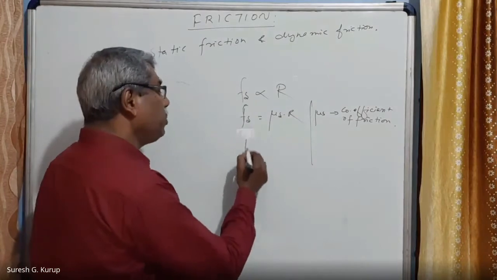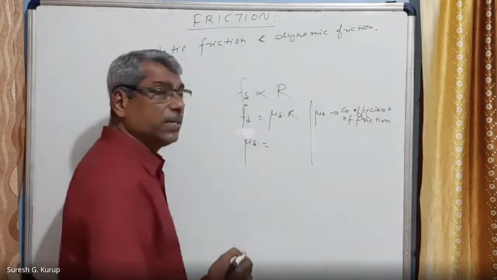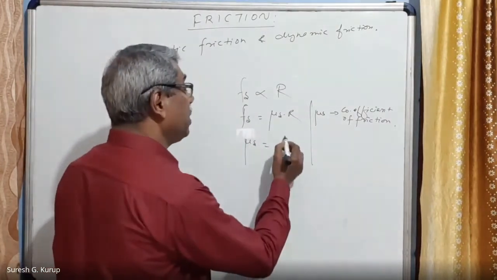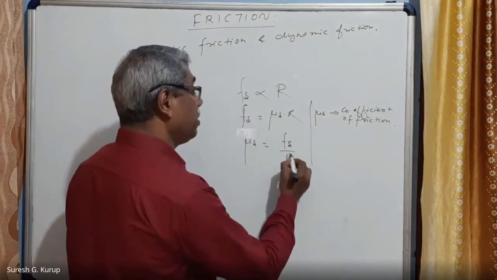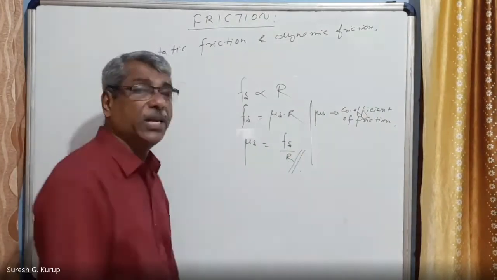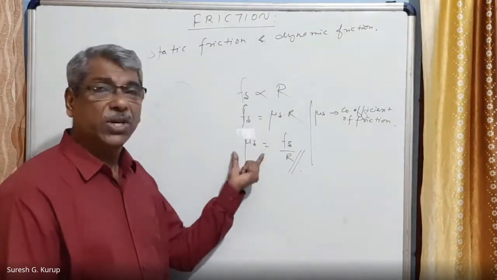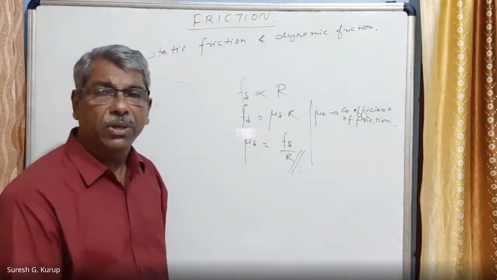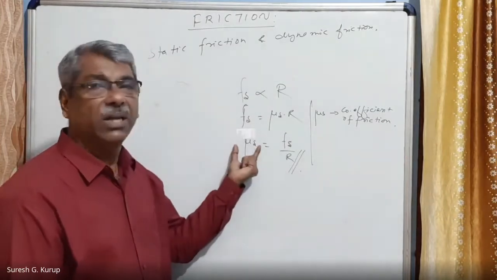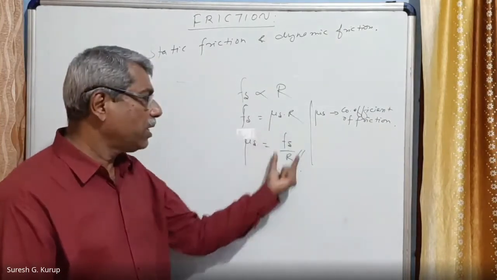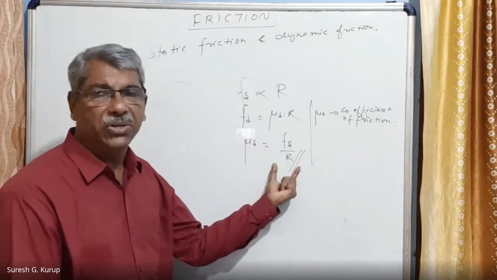Coefficient of friction mu s is equal to Fs divided by R. So this is a very famous relation related to friction, right? Mu is called the coefficient of friction between two bodies. That's a constant. So it is a ratio, a pure ratio.